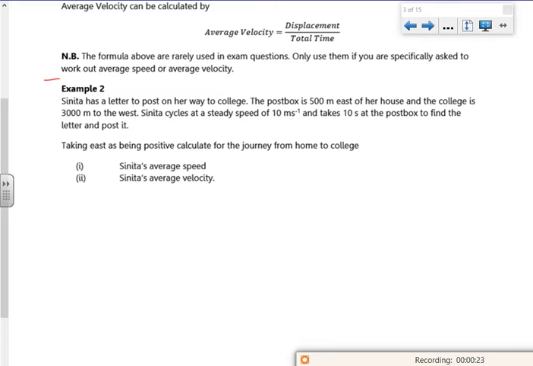Right, so let's put a line. Here's Sunita's house. Here's the post box. So it's 500 metres east of the house. The college is 3,000 metres to the west. So my college is there.